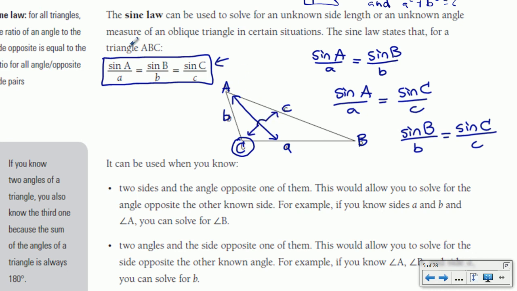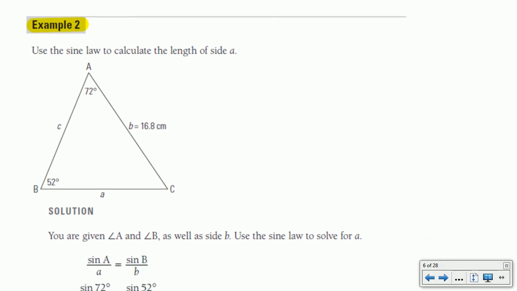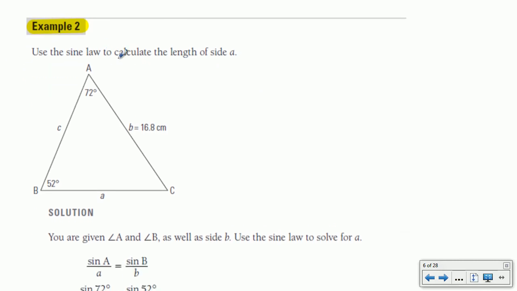So the condition for this formula to be applied is you need one complete side angle pair and one of the other side angle pairs. Similarly, if you only knew side length B, you could figure out angle B, as long as you had A and A perfectly known. So let's do an example. First example, number 2. Use the sine law to calculate the length of side A.